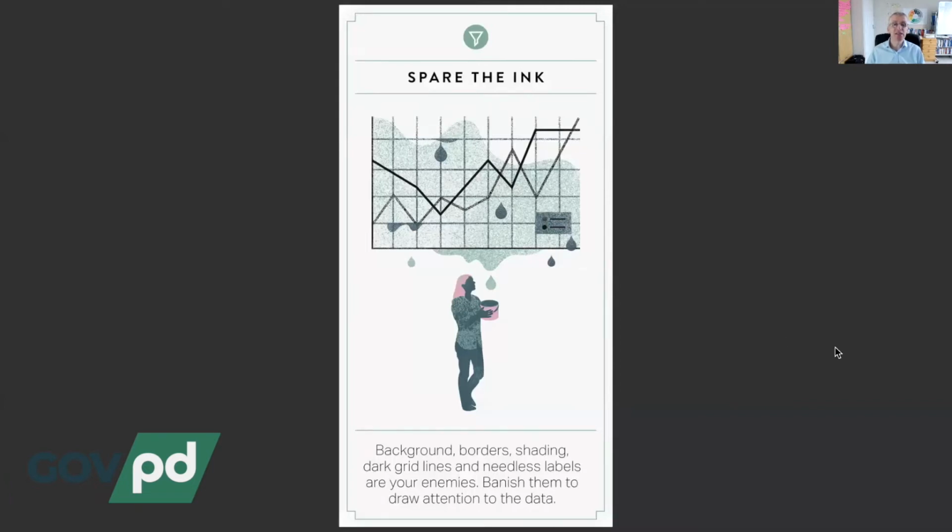And it's this: spare the ink. Backgrounds, borders, shading, dark grid lines, and needless labels are your enemies. Banish them to draw attention to the data. Really good reminder from John.